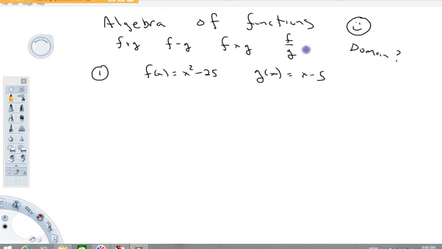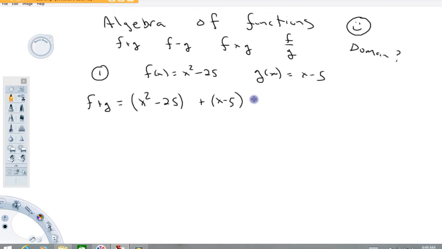So, starting with example number 1 here. We've got this function, x squared minus 25, called f, and a function called g equal to x minus 5. So, to find f plus g, well, you find that exactly the way you probably think you would. You just add these functions together. So we're going to add this function to this function. Now, in this example, parentheses really aren't necessary, but I'm going to go ahead and put them in anyway to show, all right, here's my f of x plus here's my g of x. And particularly when you have minus signs here, the parentheses become really important.